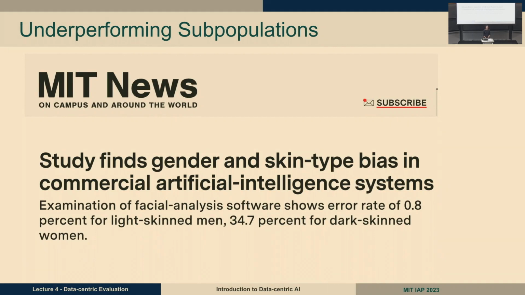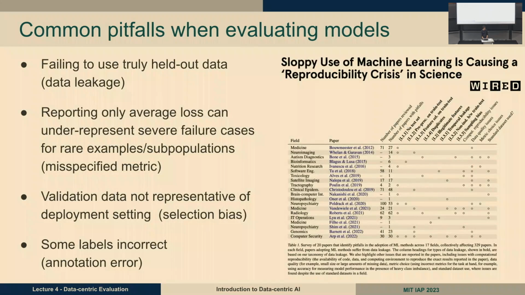So now we're going to go to the subject of underperforming subpopulations, but I first wanted to see if anyone has any questions. Yeah. Can you explain the difference between the first and third issues that you outlined? Is it the first one for validation purposes?